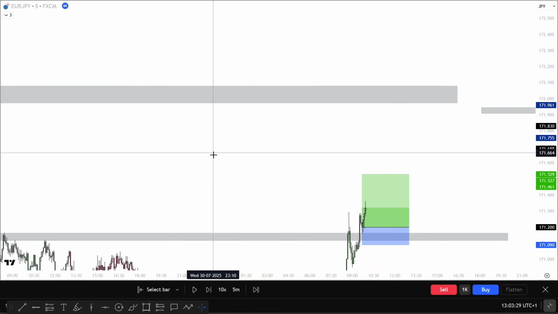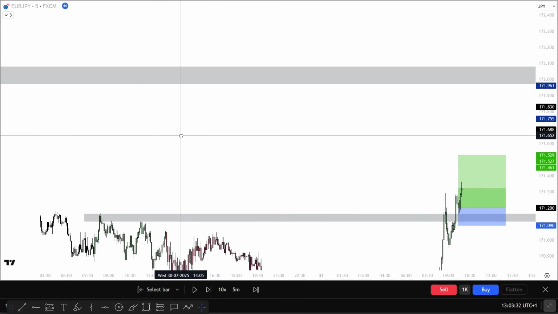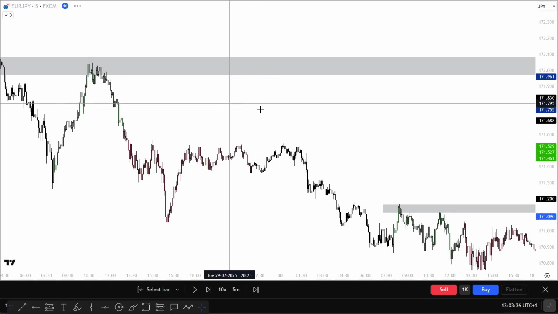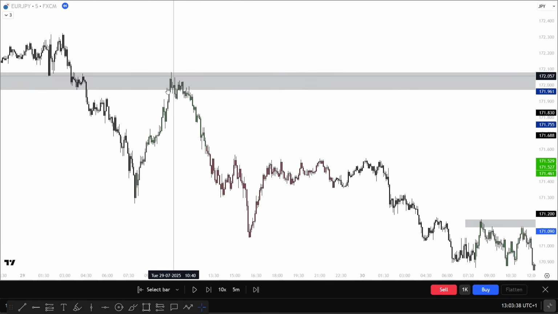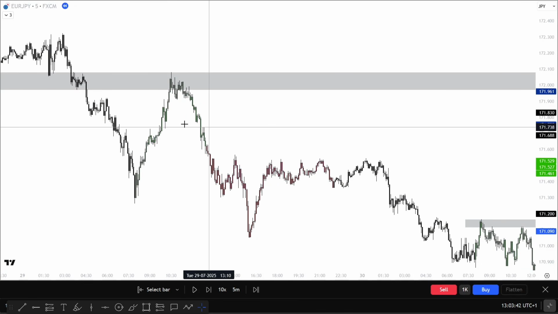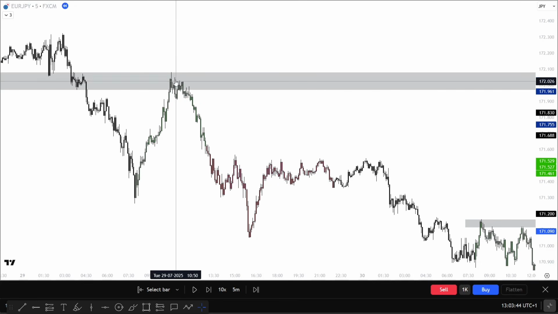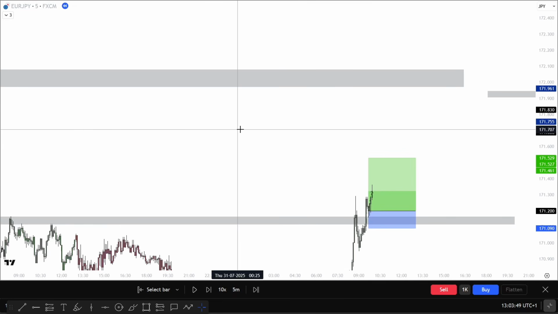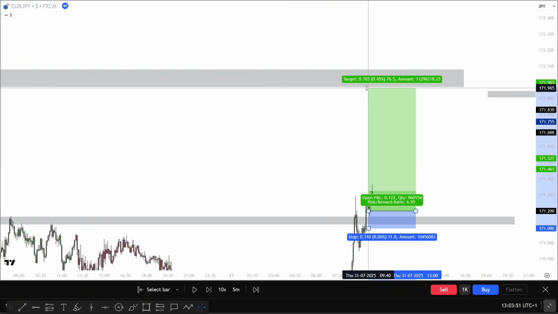Where are we targeting? Well, we're just looking at what the other price points, time, place, are for London towards the upside. And the next major one is this point in here. You can see that in London session, the day before, the 30th, which was the Tuesday, we ended up pushing into that and then dropping back down. So this is obviously another point of contention for this pair in London session at this time, at this price.